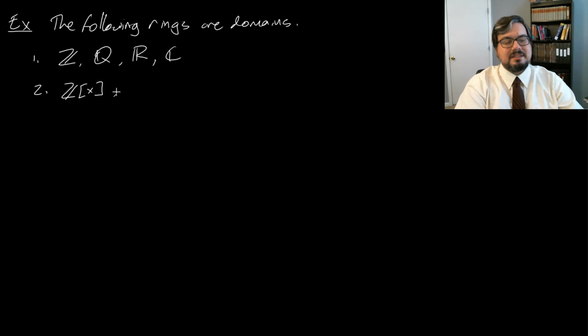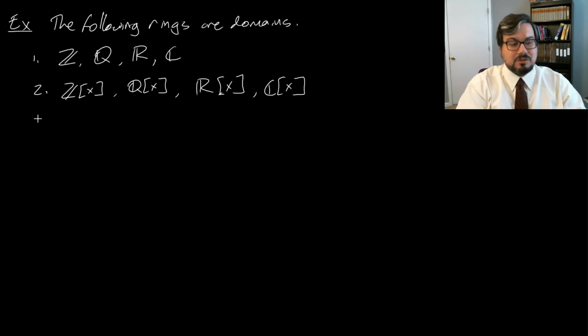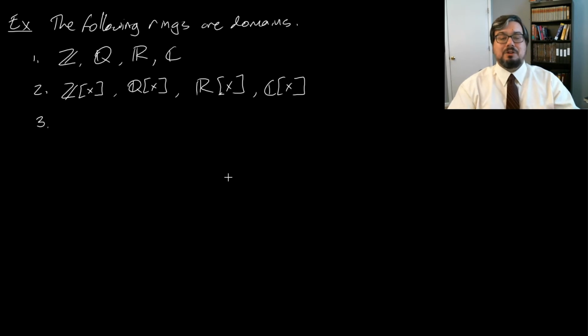Similarly, if we take the set of polynomials with coefficients in any one of these rings, then these are all domains also. We're going to be talking more about polynomial rings in particular in a later lecture, and we'll see that many properties of the coefficient ring carry over to the polynomial ring. In particular, the property of being a domain carries over. So if the ring is a domain, then the polynomial ring with coefficients in that ring is also a domain.